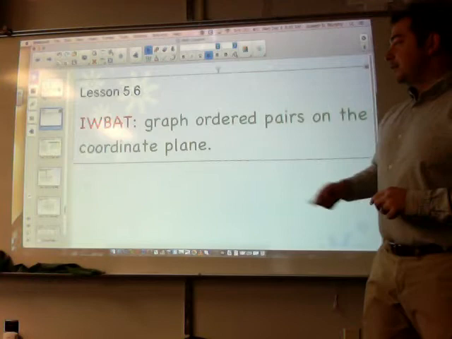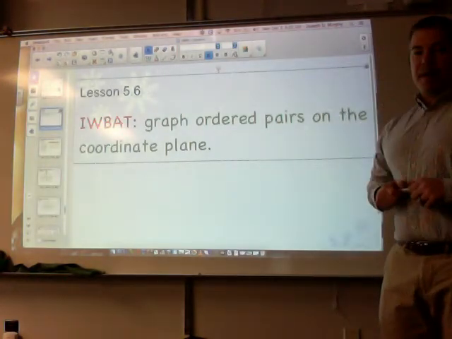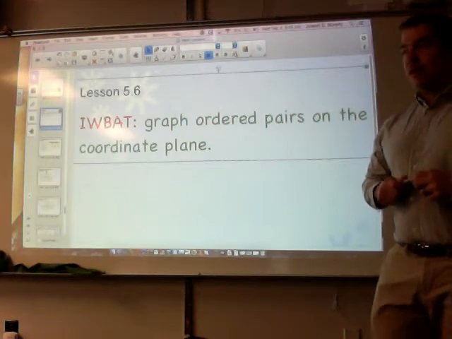Well, here's your objective. You will be able to graph ordered pairs on the coordinate plane. Let's take a look.